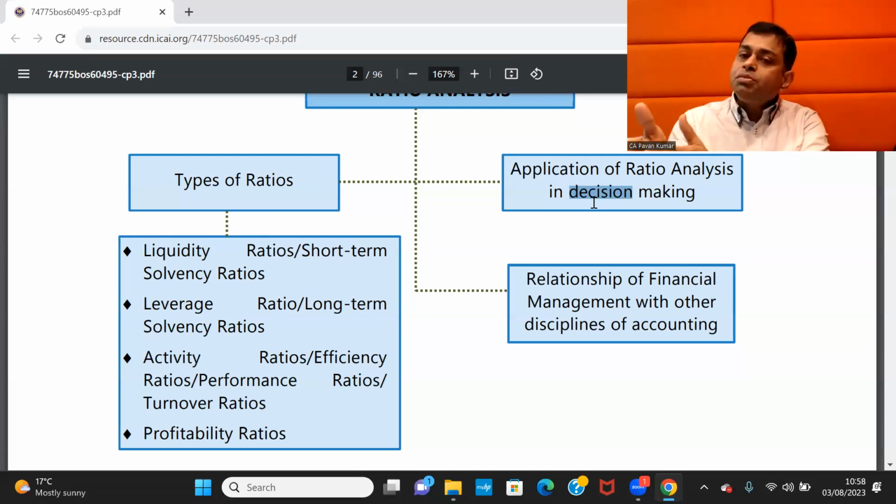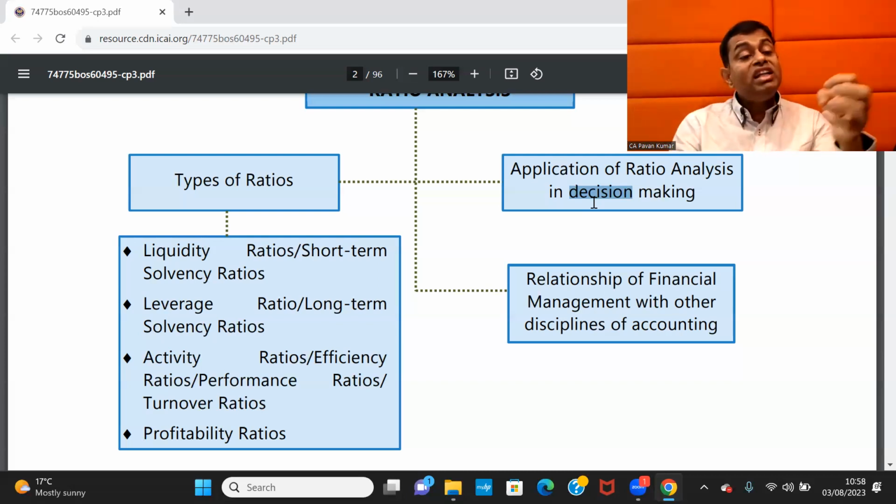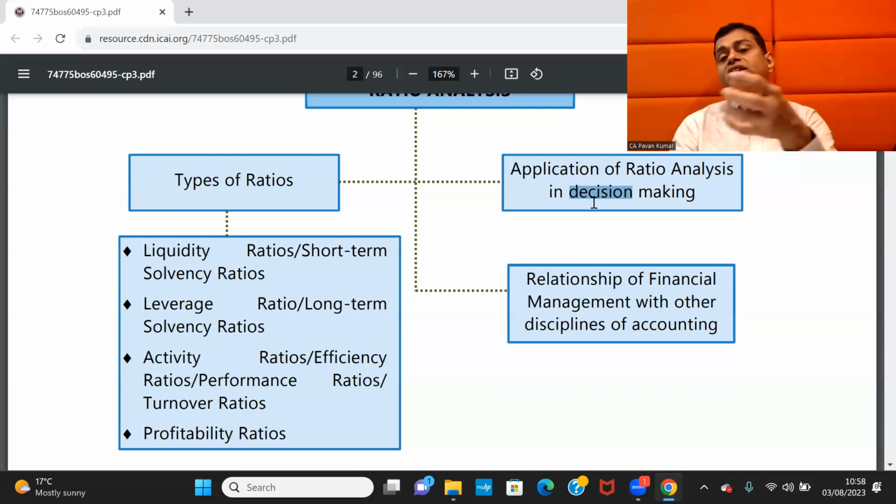I will invest money in this particular project. I'll invest money in this particular country. I'll invest money in this particular factory. I'll invest money in this particular asset. I'll invest money in this particular financial instrument. I'll invest money in this particular business, particular project, particular program, particular geography. So these are called investment decisions.